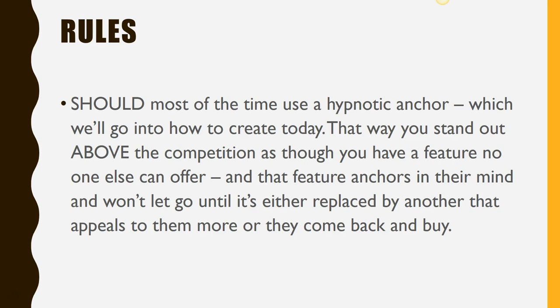And when we use these anchors, it's like taking a 7-word benefit or transformation combined with a feature and condensing it down to 2 words. So it's much easier for people to remember that. Our brain has a much easier time remembering 2 words and anchoring it and cataloging it than it does remembering 7 to 10 to 15 to 30 words, right? And they generally won't let it go until it's either replaced by another anchor that appeals to them, or they come back and buy. Now, most small brands, most family-grown brands out there, most Amazon third-party sellers are not using hypnotic anchors.